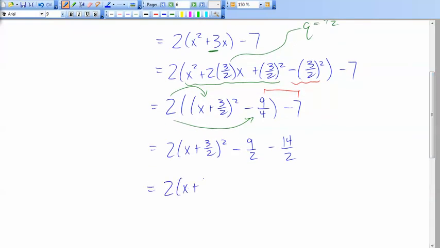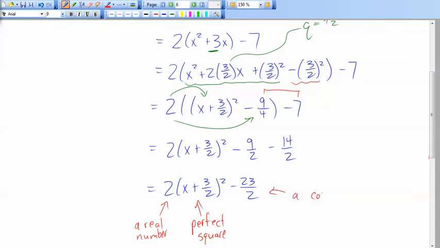And lastly, I've got my completed square. So here we see we have exactly the completed square structure. We've got some real number times a perfect square plus a constant. And there we go.